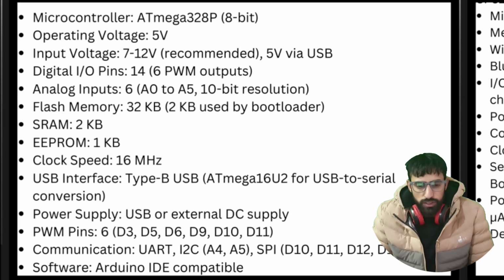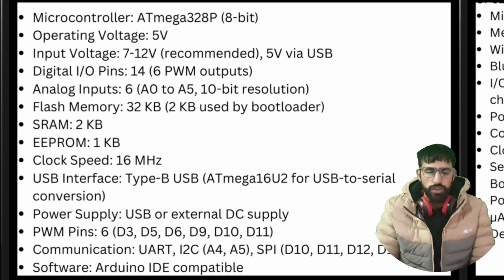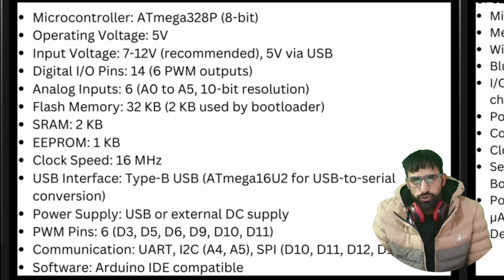For power supply, you can use USB as well as a 12 volt adapter. The PWM pins are the same 6: D3, D5, D6, D9, D10 and D11. Communication protocols are the same here. Arduino Uno also supports all of these communication protocols like UART, I2C and SPI. The same pins are used here also, and the software is also the Arduino IDE.